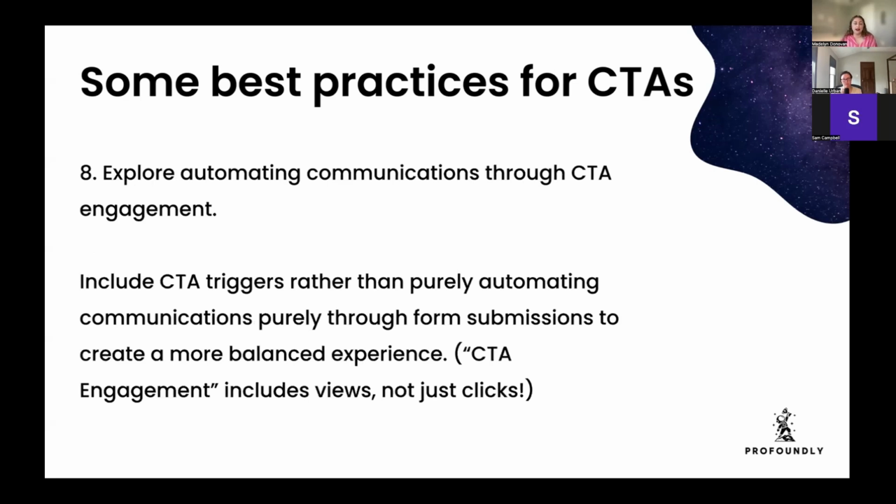And then number 8, explore automating communications through CTA engagement. So back to the workflows in HubSpot, there's so many CTA triggers that you can take advantage of. For example, if someone fills out a contact form, but then they never fill out another form after that, or maybe they fill out a contact form and then later they fill out a request a quote form. What if, if you already have their information, it makes more sense to be a little less salesy and a little more personal? Maybe they find it a little less creepy too.